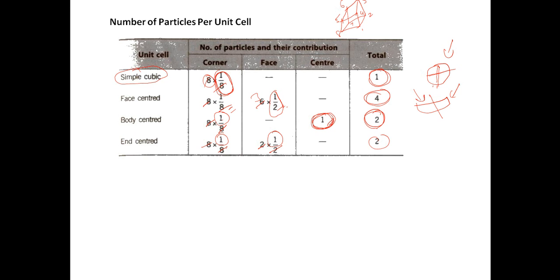So you are able to find out that the simple unit cell will consist of 1 atom, whereas face center will consist of 4 atoms, body center will consist of 2 atoms, and end center will consist of 2 atoms.